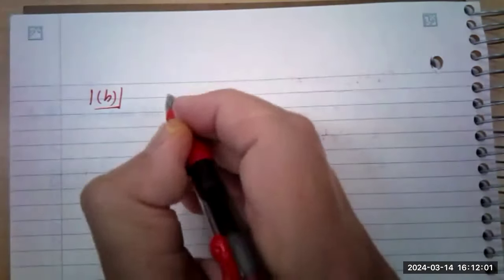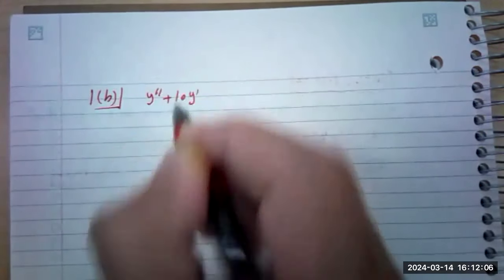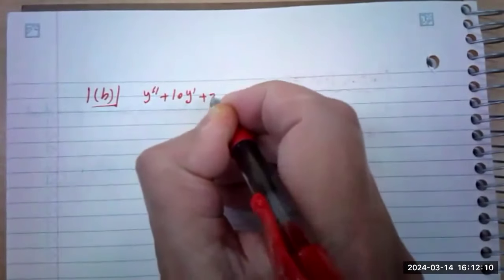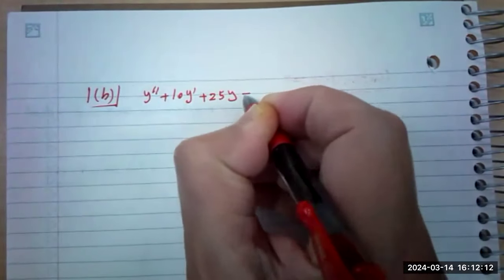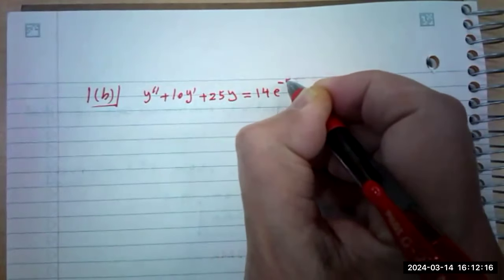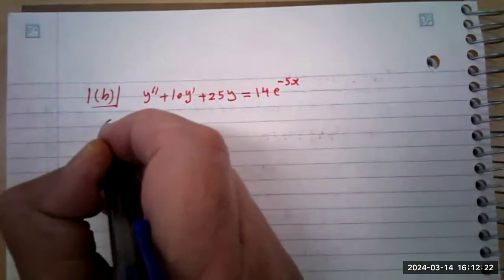In 1b, you have y double prime plus 10y prime plus 25y, and it is equal to 14 e to the negative 5x. Again, solve the homogeneous one first.